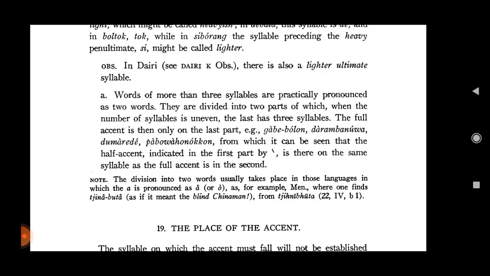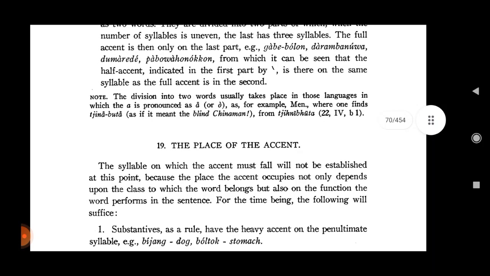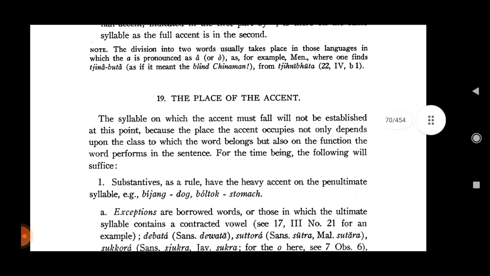Words of more than 3 syllables are practically pronounced as 2 words. They are divided into 2 parts, of which, when the number of syllables is uneven, the last has 3 syllables. The full accent is there only on the last part, from which it can be seen that the half accent indicated in the first part by an apostrophe is on the same syllable as the full accent in the second.